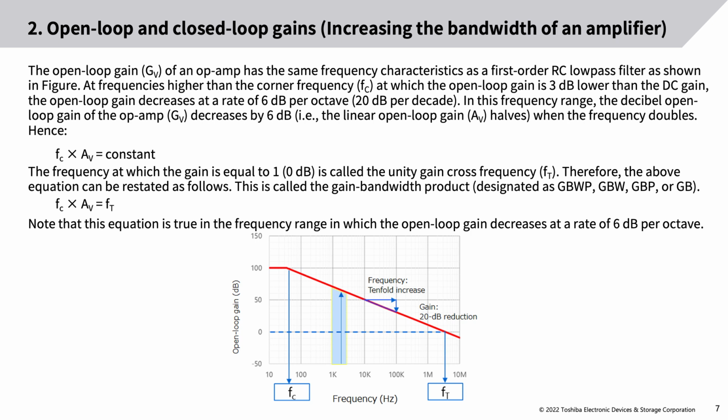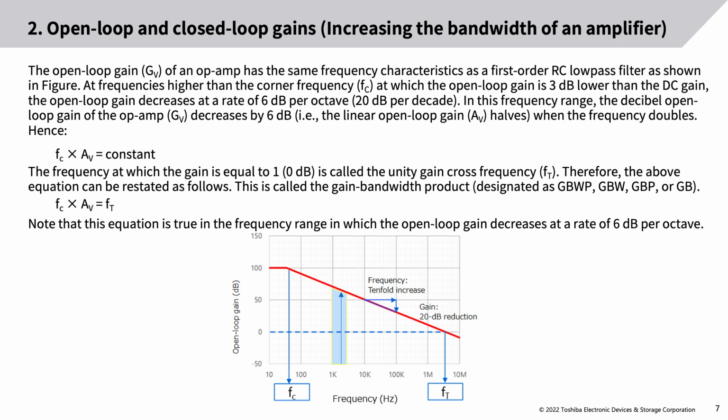2. Open loop and closed loop gains, increasing the bandwidth of an amplifier. The open loop gain, GV, of an op-amp has the same frequency characteristics as a first-order RC low-pass filter as shown in the figure. At frequencies higher than the corner frequency, FC, at which the open loop gain is 3 dB lower than the DC gain, the open loop gain decreases at a rate of 6 dB per octave, 20 dB per decade.